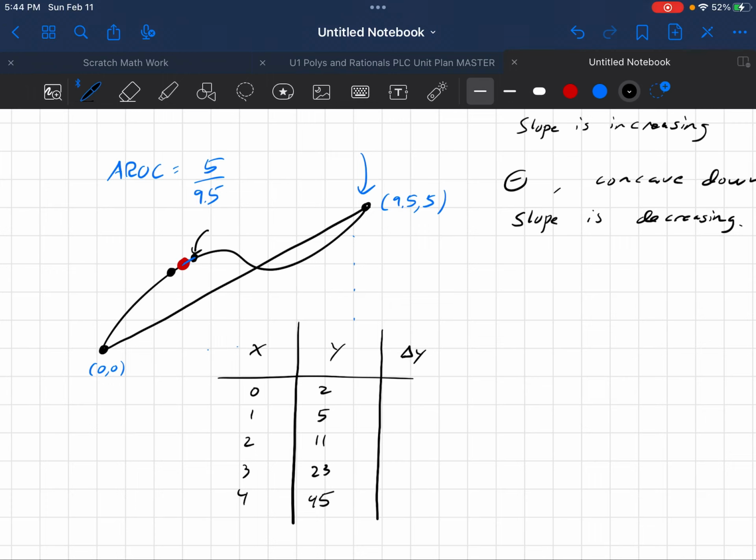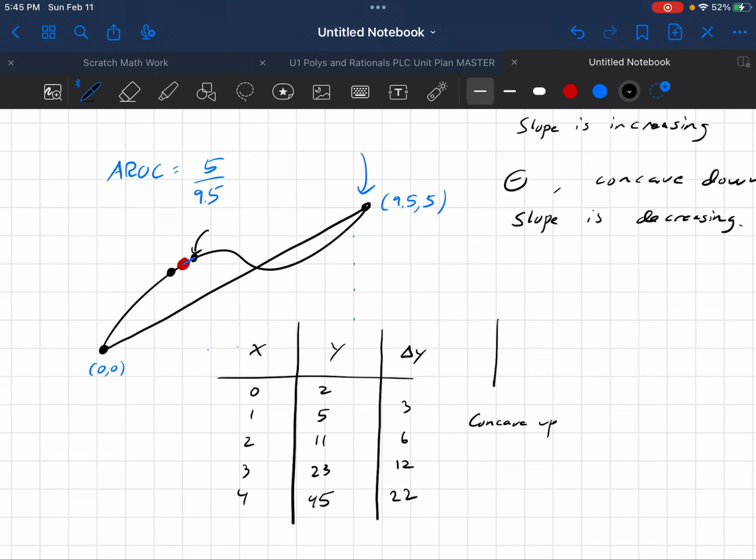The change in y differs. Here x is always increasing by 1, from 0 to 1, 1 to 2. But look what happens to the changes in y. We have 3, then 6, then 12, then 22. So this is not linear, because the change in y, when x is changing by 1, is not constant. In fact, because these changes in y are increasing, this is going to be a concave up graph.